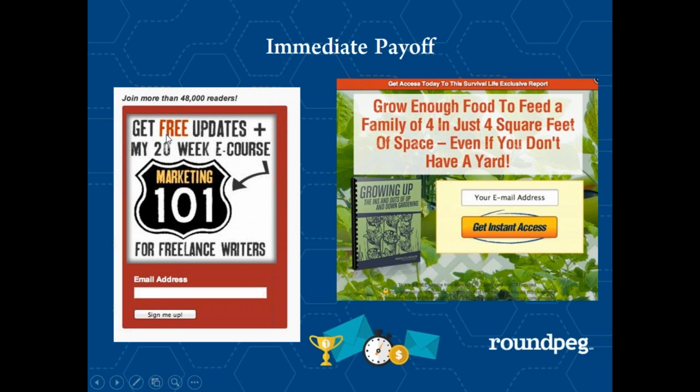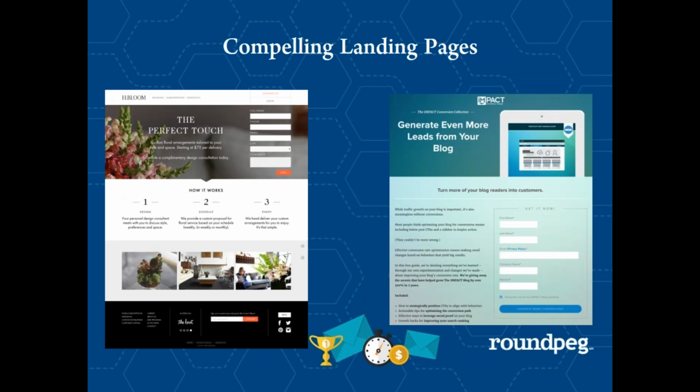So I know if I fill this out, I'm going to get what I want right away. Here, get updates and my 20-week e-course. 20 weeks! Oh my God, who's got that much time to wait for that information? Part of the challenge is this is going to take too long to pay off. I would break this into a series of smaller segments. My 5-week email e-course, if you finish that, here's another 5, another 5, another 5. People will be significantly more likely to do that than to sign up for 20 weeks.